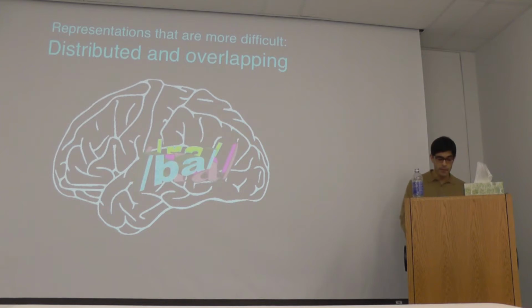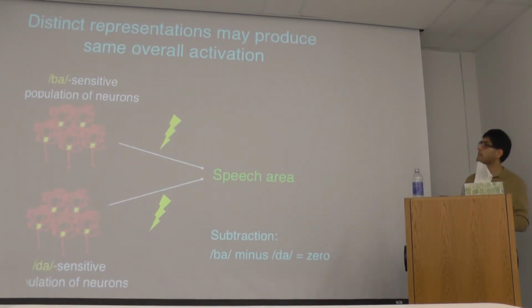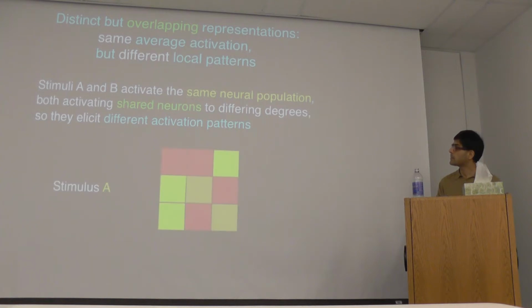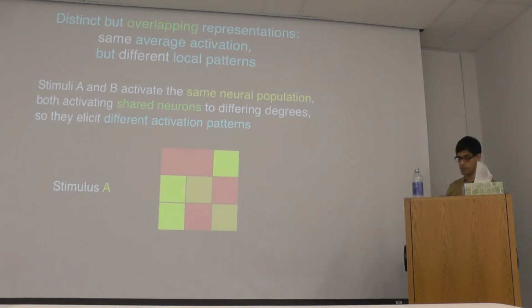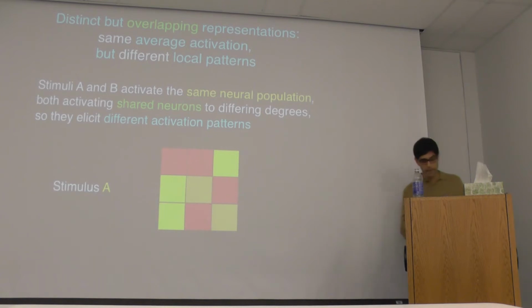But the problem is the different representations may produce the same overall level of activation intensity. So suppose, here's a little cartoon of some voxels, where the brighter it is colored in, the more intense the voxel. So this is a bunch of, say, 9 voxels, and this is stimulus A. It might be you're hearing "ra", okay?